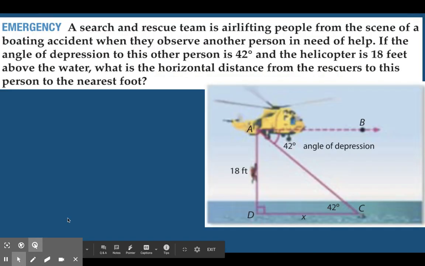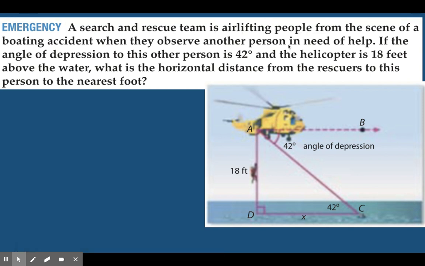Okay, so our next example is going to be an angle of depression. A search and rescue team is airlifting people from the scene of a boating accident when they observe another person in need of help. If the angle of depression to this person is 42 degrees and the helicopter is 18 feet above the water, what is the horizontal distance from the rescuer to this person to the nearest foot?